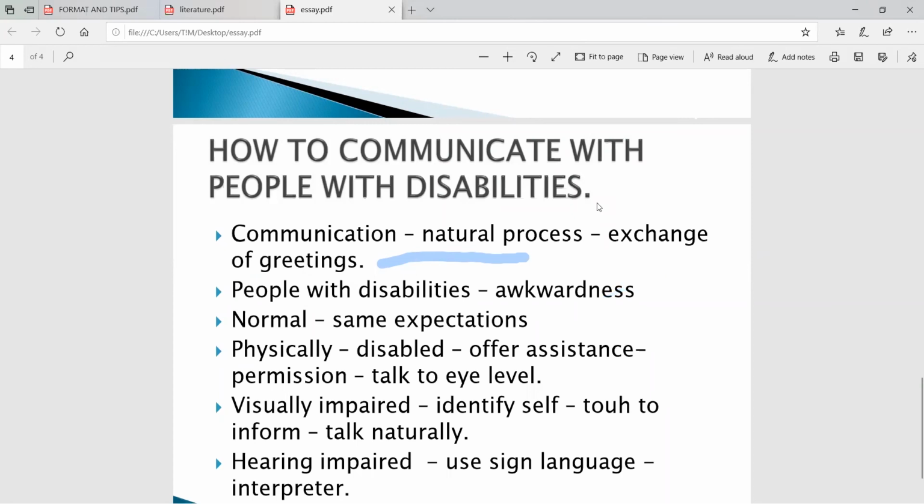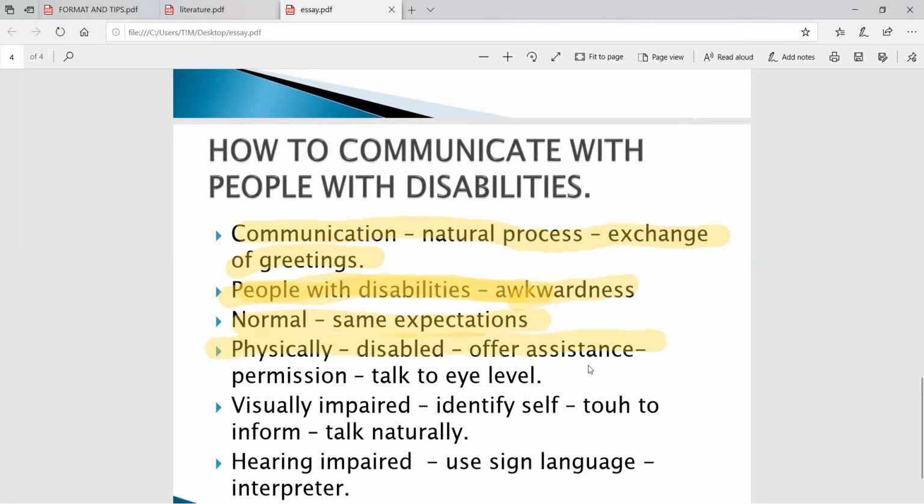Okay, so how do you say communication, natural process, exchange of greetings? You can tell that the process of communication between two people is very natural. When you see people, you automatically say hi. Or if a Muslim, we say Assalamualaikum. Or you just mention according to how you have been taught, your own welcome. We have our own welcome in our language and all that. So you can tell that the process of communication between two people is very natural.